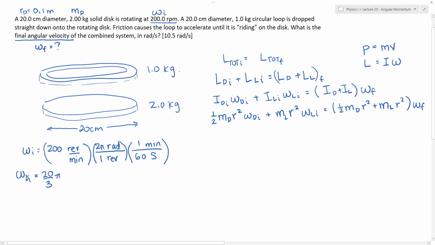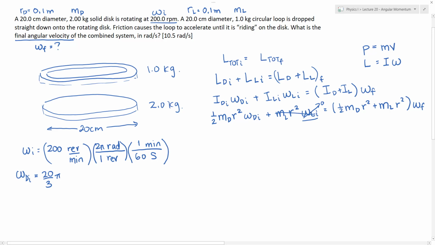Then I have the mass of my loop, which is given to me. It tells me that it's 1 kilogram. The diameter of the loop is also 20 centimeters, so the radius of the loop is 10 centimeters, which is 0.1 meters. The omega of the loop. Initially, before the two objects collide, what is the angular velocity of the loop? Well, it wasn't moving. The loop was just dropped straight down onto the rotating disk. It didn't have an angular velocity. So this is 0, which means this whole term goes away.